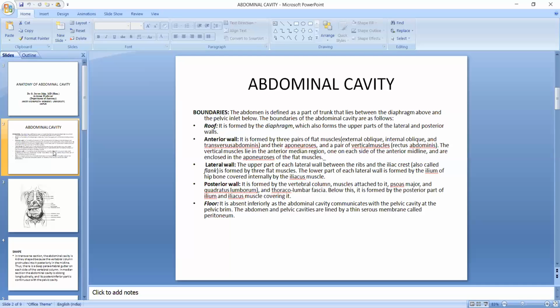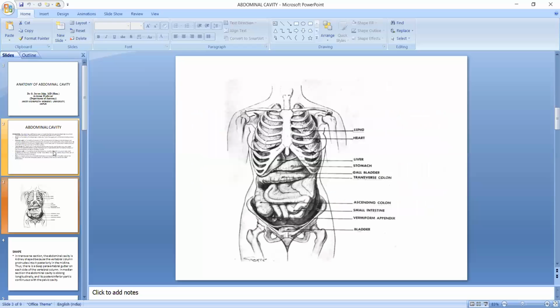Floor. It is absent inferiorly as the abdominal cavity communicates with the pelvic cavity at the pelvic brim. The abdomen and pelvic cavities are lined by a thin serous membrane that is called peritoneum, from the diaphragm to the pelvis. This is all the abdominal cavity. You can see here all the viscera are placed in the abdominal cavity.